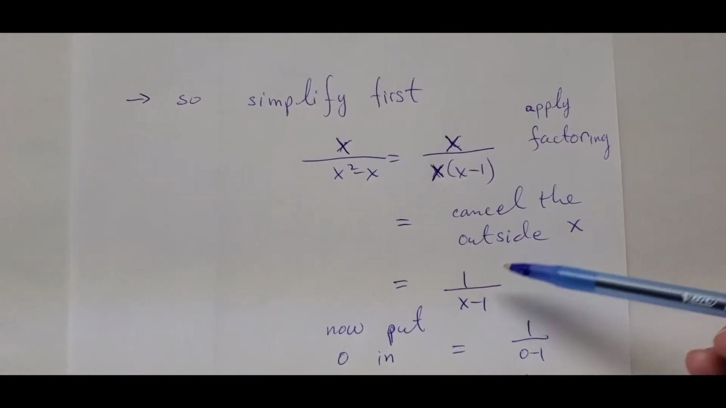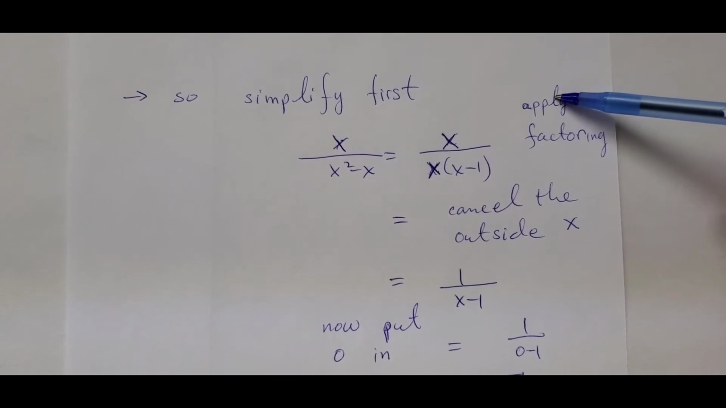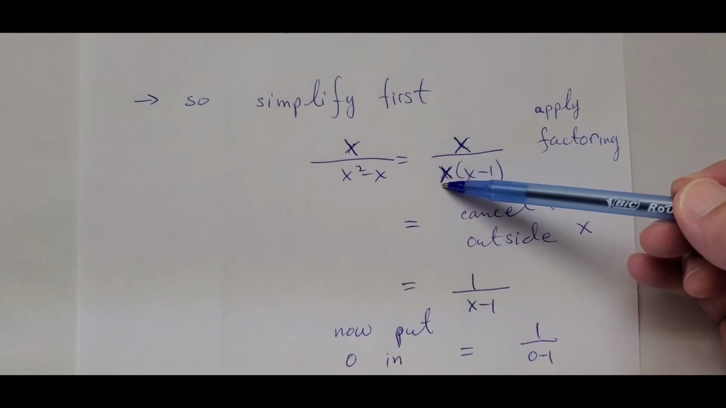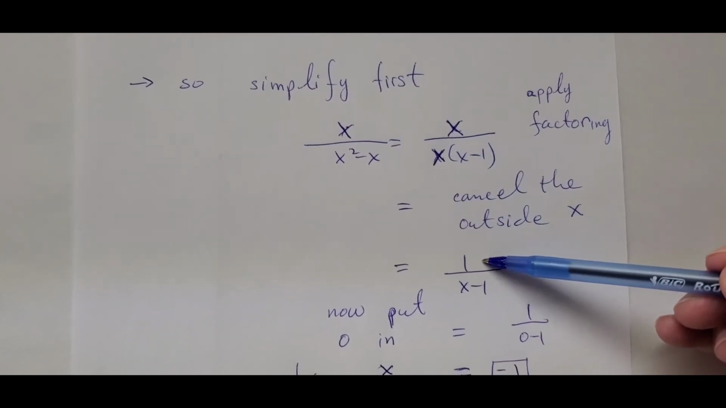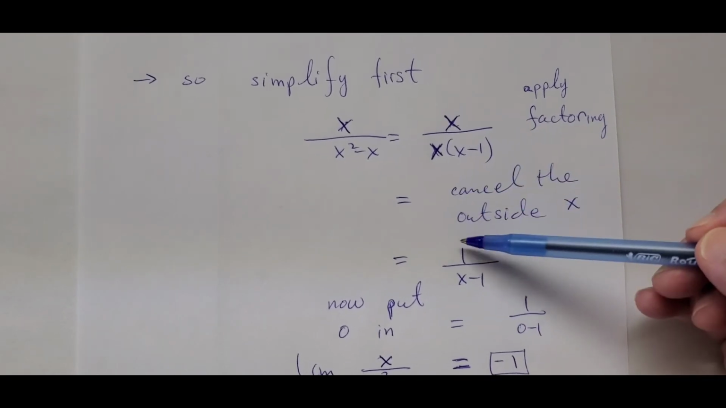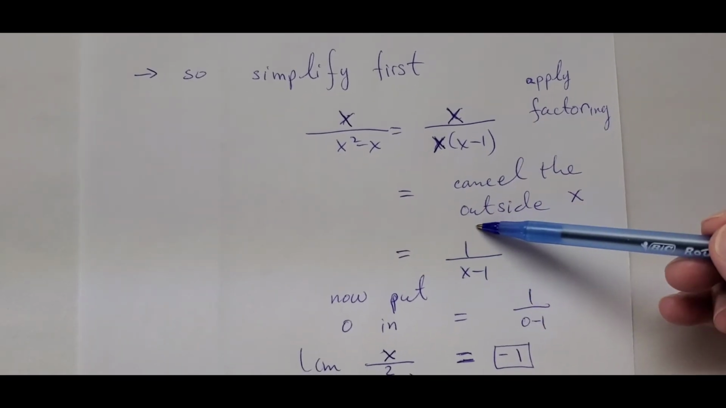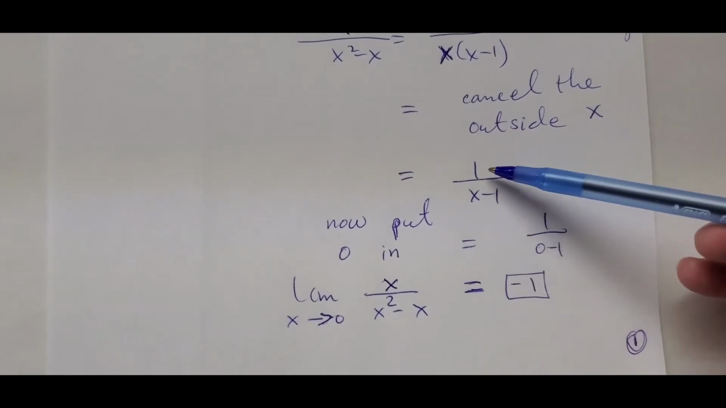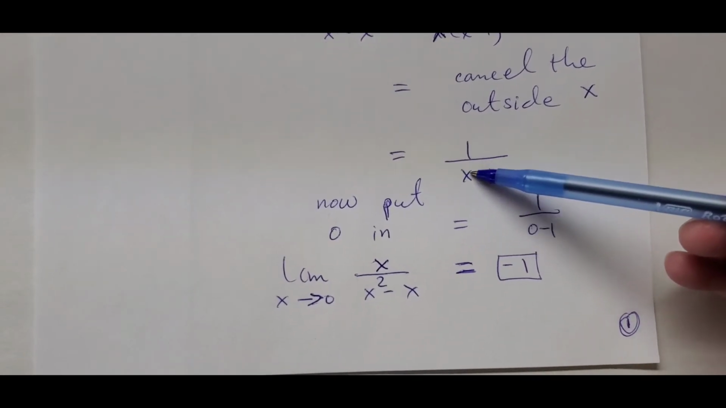So again, make sure you factor out the extra x, cancel what you can cancel, and then whatever's left, you can plug in the 0. This was left after you factored, so now you can plug in 0. Put the 0 here.